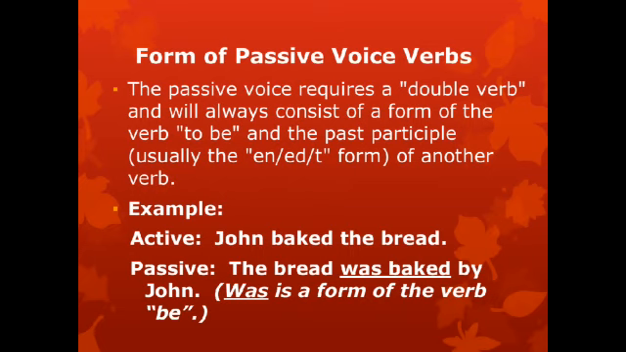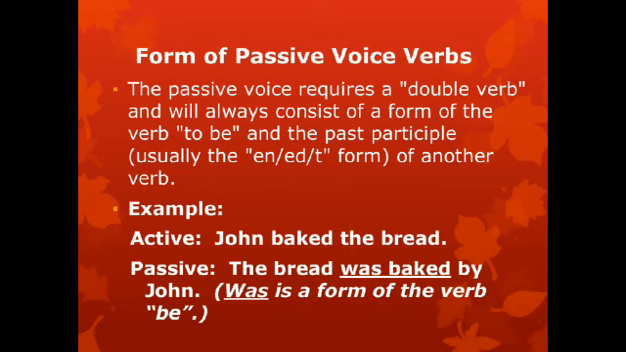Before we use it, what are the rules that we have to follow while using the passive form of voice? The passive voice requires a double verb and will always consist of a form of the verb to be and the past participle, usually the en, ed and t form of another verb. So whenever we are using passive voice, we have to use two verbs, double verbs. What do we mean by double verbs? You're not using just the verb, but you're also using the linking verb with the verb. And you will use the past participle.